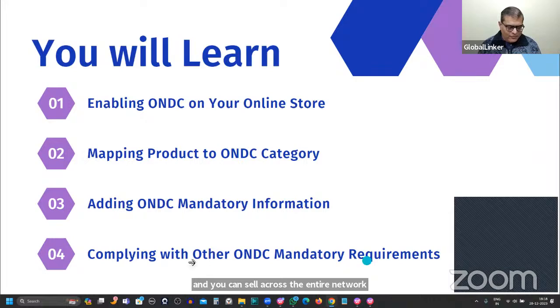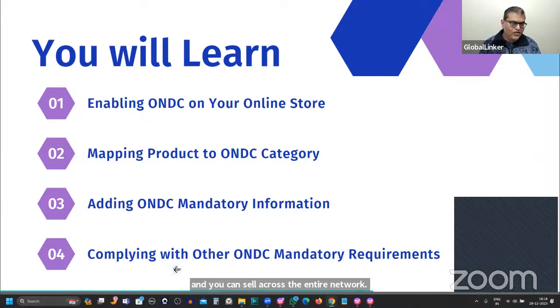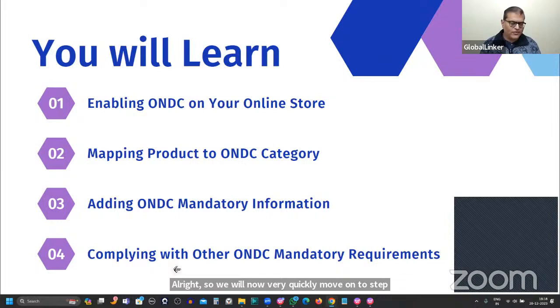All right. So we will now very quickly move on to step number 4, and it is equally important because this is where it happens. You have done all the hard work and created your digital catalog, your online store, and then you have enabled ONDC and you have done the category mapping and added all the ONDC mandatory details. You have done all that, but still your products are not visible on the ONDC network. Why so? Because you have missed complying with the ONDC mandatory requirements. That is point number 4 in our discussion. That is extremely important as well.